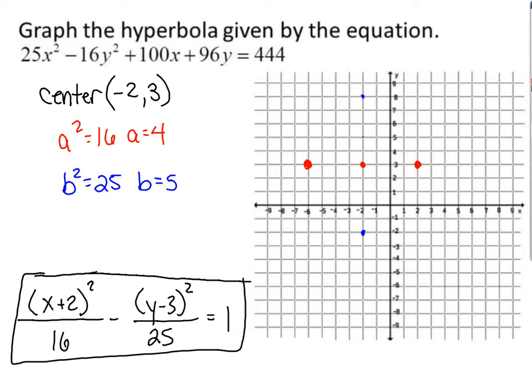And then we're going to create our box. Remember, your asymptotes are going to start at the center and go through the vertices.